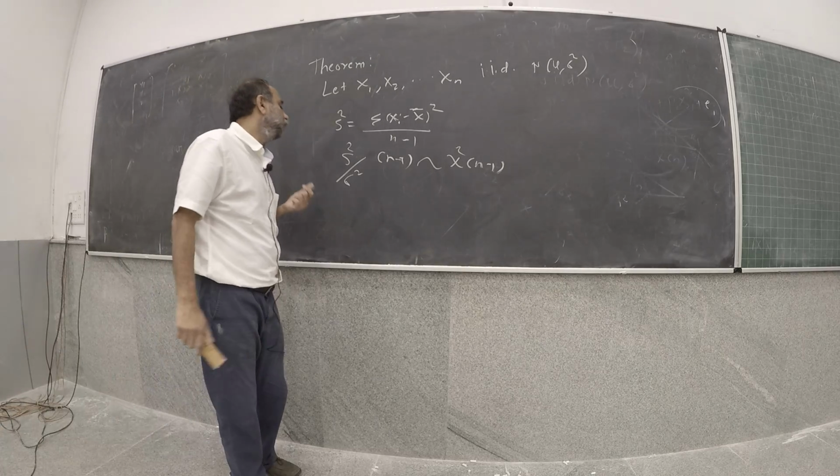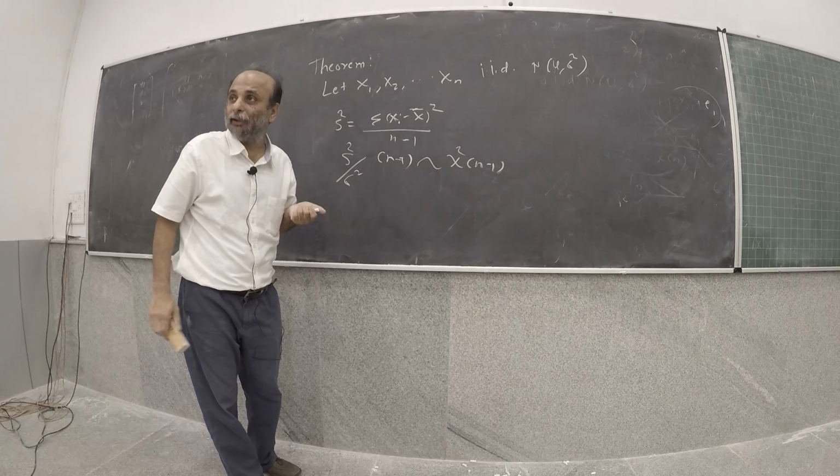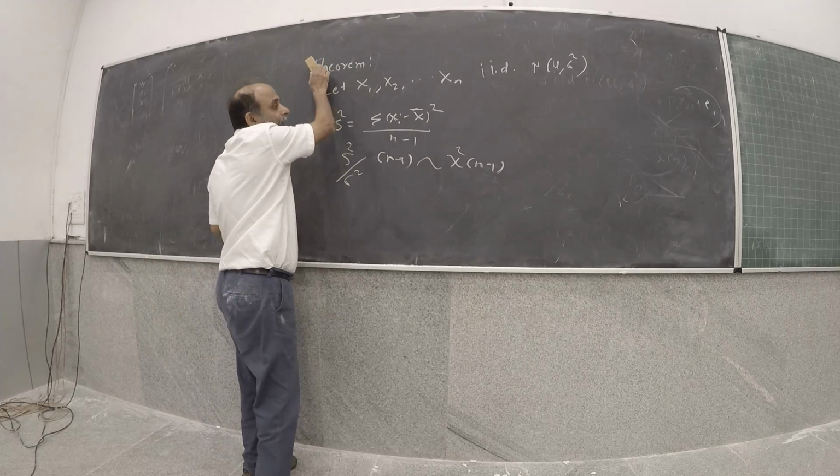You want to think of the distribution of s square upon sigma square into n minus 1. Okay. Can I wipe this off now?